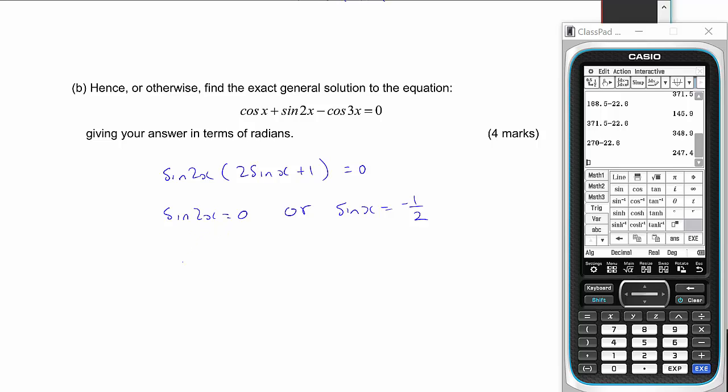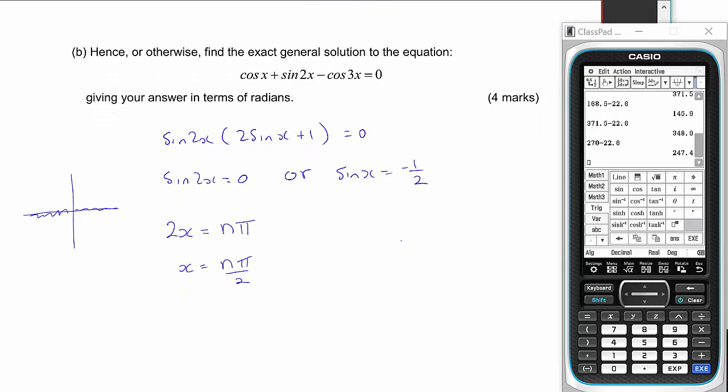Now, for sine 2x to be 0, so where is the sine 0? Let's think about that. It's here and here. So 2x must be equal to n pi, which will lead us to x equals n pi divided by 2. Okay.